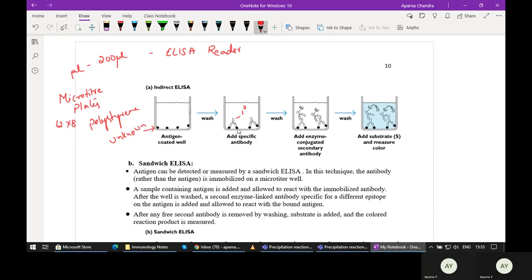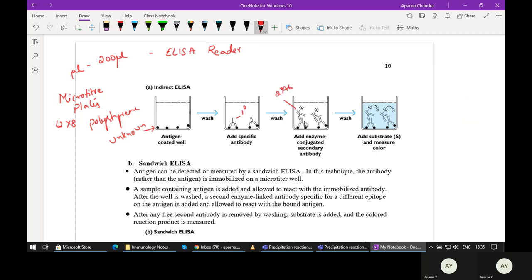Then you add the primary antibody to it. The primary antibody will go and bind to the antigen that is coated onto the wells. You incubate it for some period of time, and the antigen-antibody complex is formed. Again, it is a buffered solution now, so you wash off the excess buffer. Once the buffer is washed off, you add the secondary antibody. This is what is called the secondary antibody.